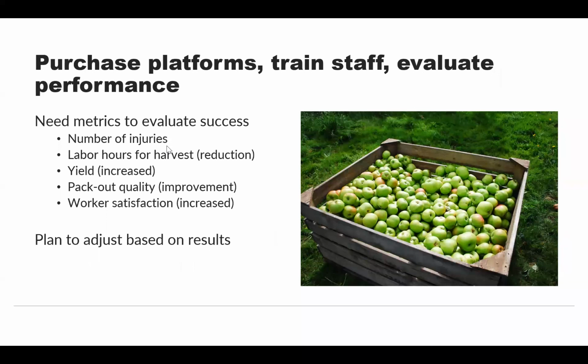And so, for this one, you definitely need some metrics. It could be we're going to look to see if injury rates go down, or we're going to look to see if our labor hours for harvest are reduced, we're able to be more efficient, or maybe our yield is increased because we're harvesting the same amount of time, but now we're able to get more off the trees or go through blocks that previously we had to leave unharvested because it took too long. We want to look at our pack out quality.